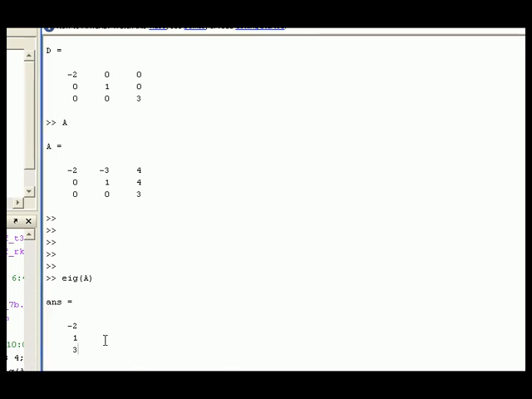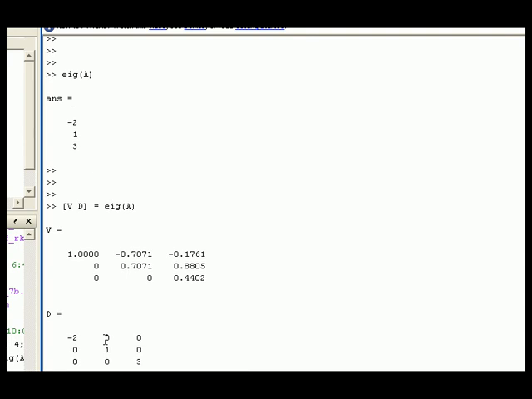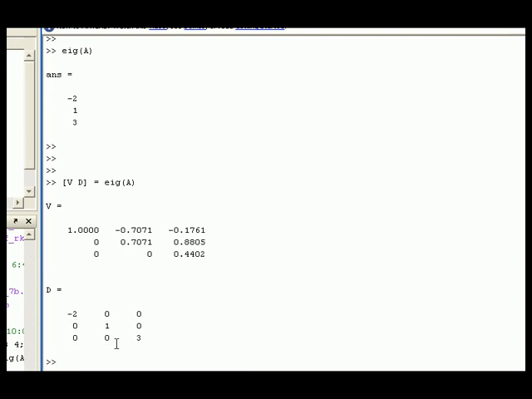And by the way, MATLAB can even give you the eigenvectors. There are the eigenvalues again, and the columns are the eigenvectors. This is the eigenvector corresponding to minus 2. This is the eigenvector corresponding to 1, and the eigenvector corresponding to 3. It's normalized so that the sum of squares is 1. You multiply this by any constant and you'll get an eigenvector.